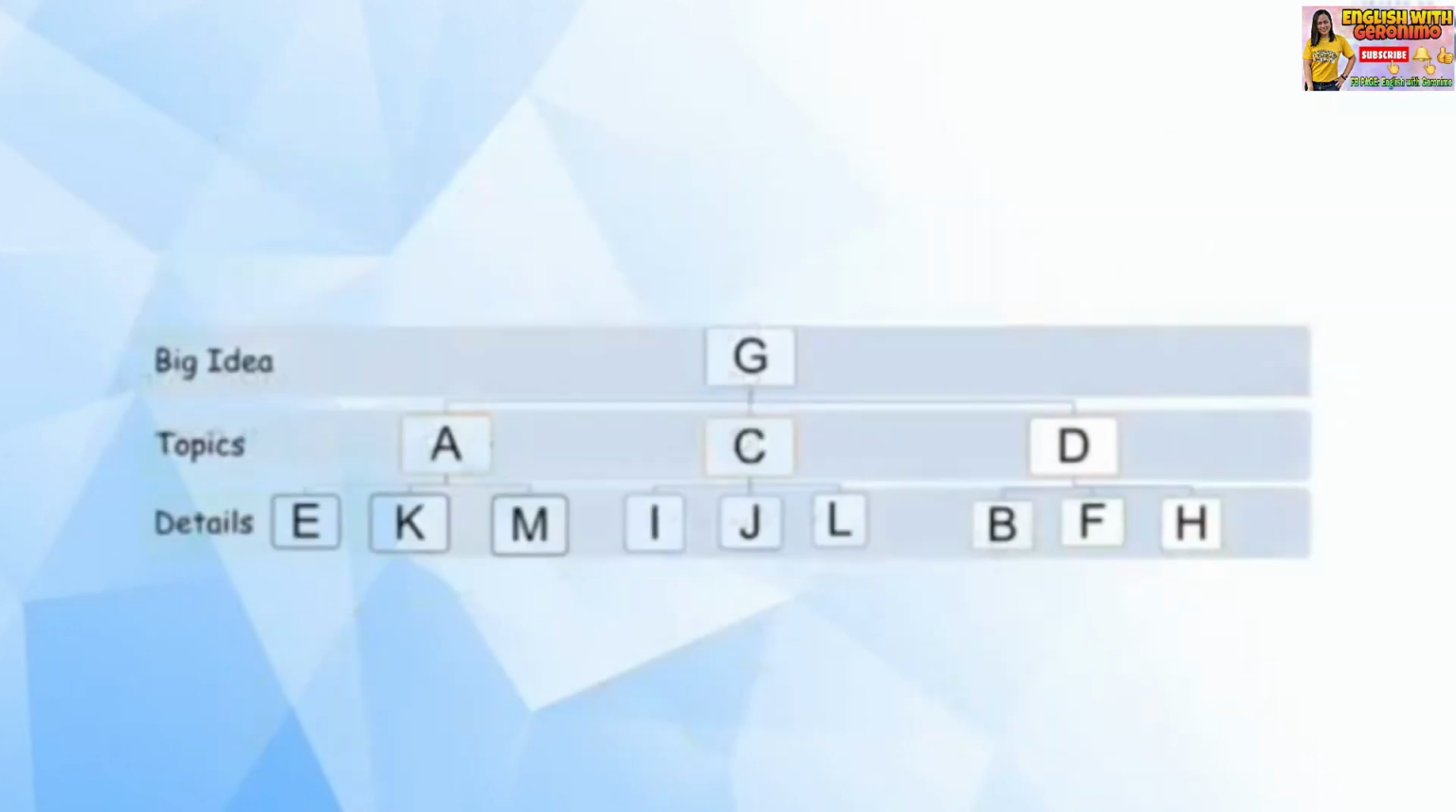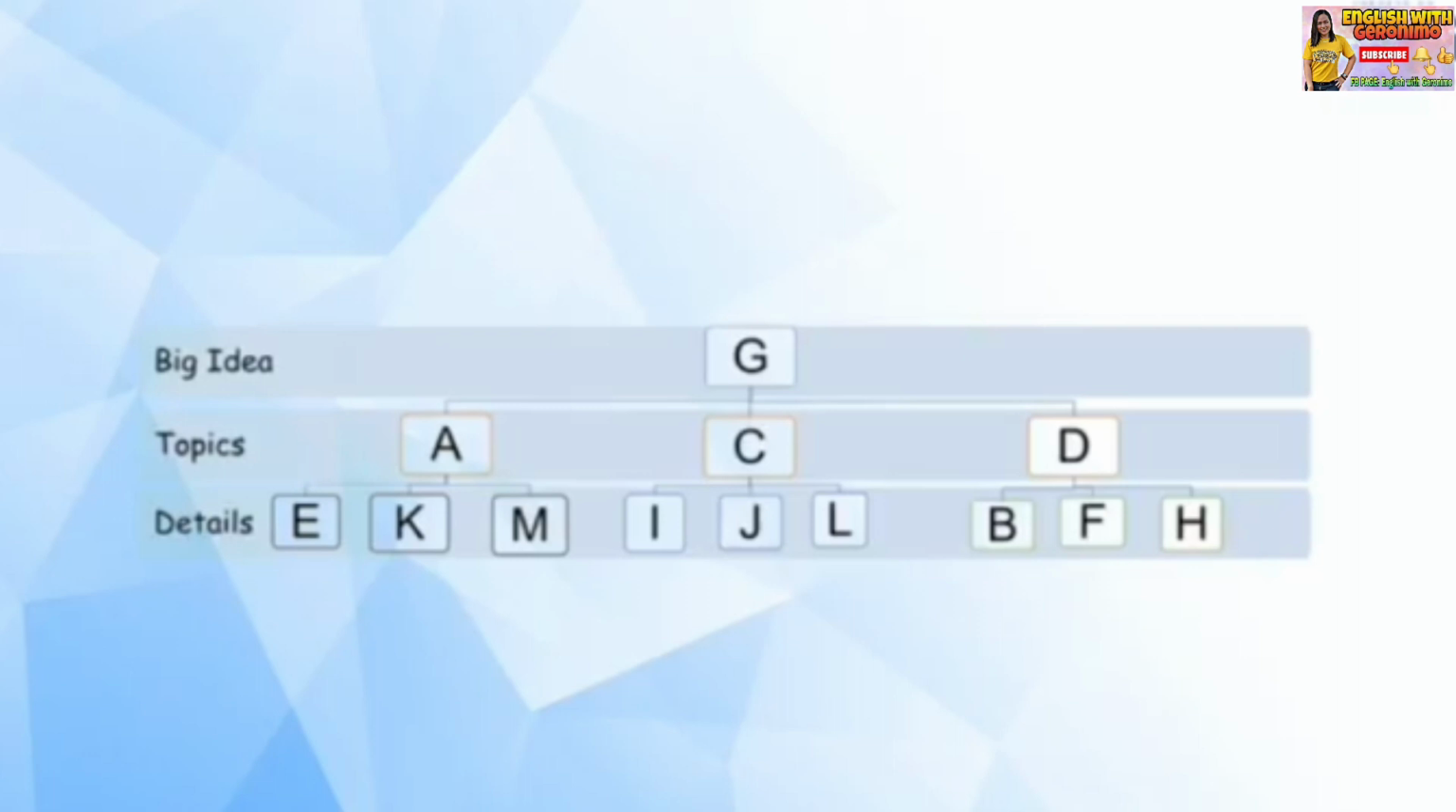Here are the answers. For the big idea, the answer is letter G, the importance of a good apology. For the topics, there are 3 statements. Letter A. A good apology has 3 parts. Letter C. Apologizing opens up a conversation for the 2 people to talk. And letter D. Apologizing can be hard. Each topic has 3 details.